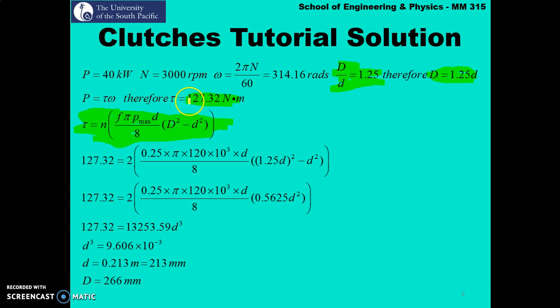Your torque we have calculated to be 127.32 Newton meter, which is over here. Now substitute all the variables that are known to us. So coefficient of friction was 0.25. Maximum lining pressure was given as 120 kilopascal. So small d is your inner diameter divided by it, and then in place of your outer diameter we can substitute capital D, which is nothing but 1.25 small d, whole thing squared minus d squared. So once we evaluate this, 1.25 d whole thing squared minus d squared, we get 0.5625 d squared into all of these.